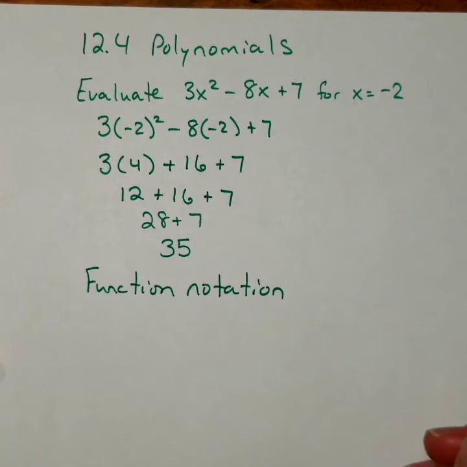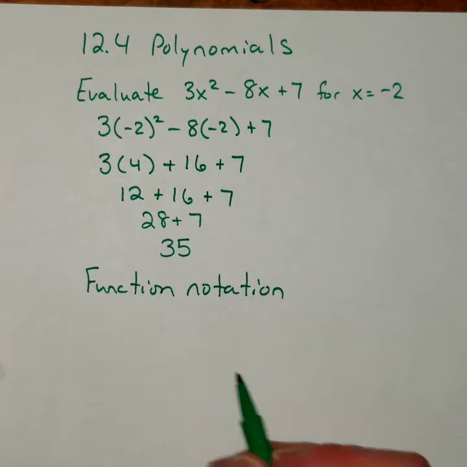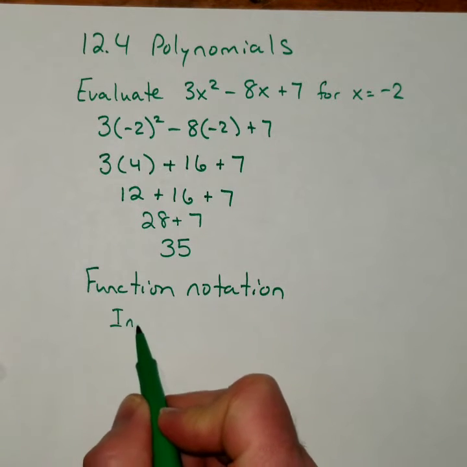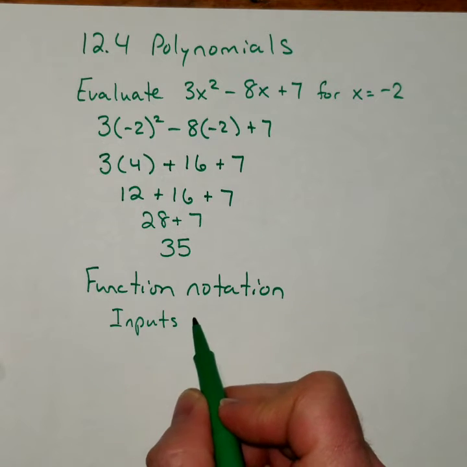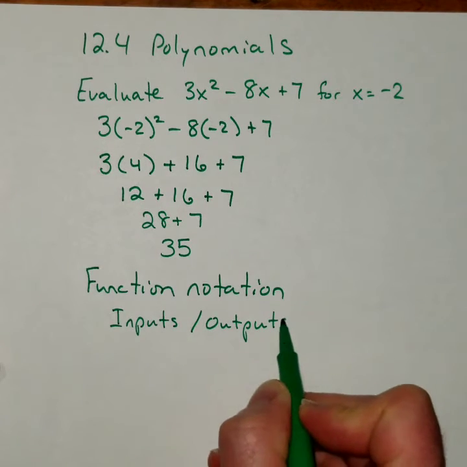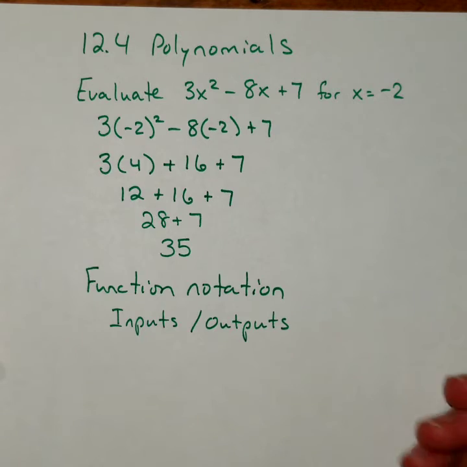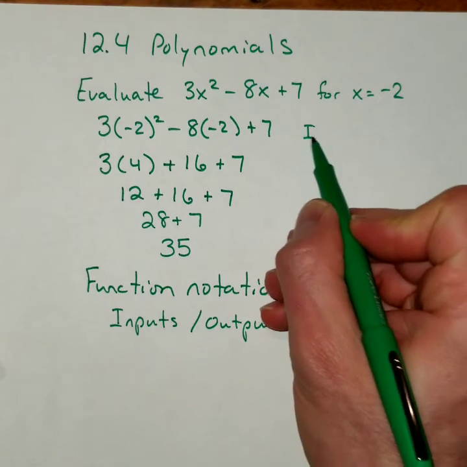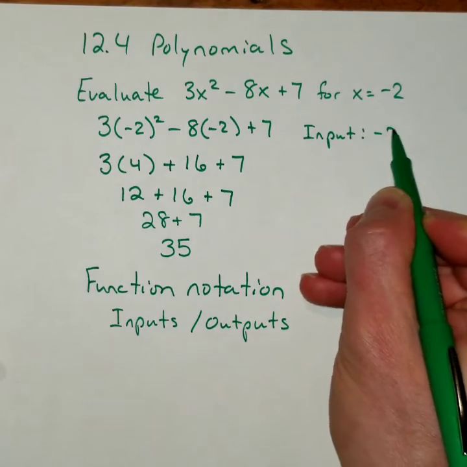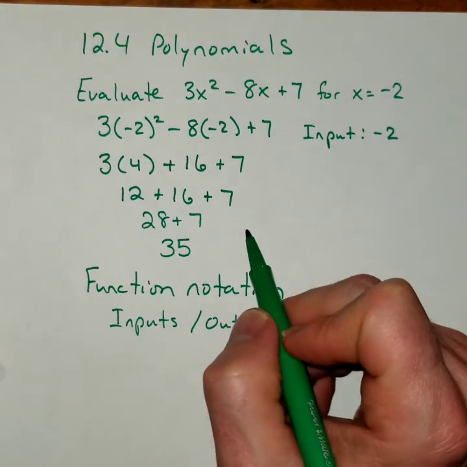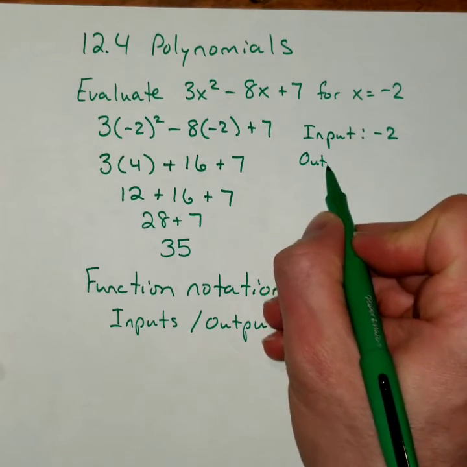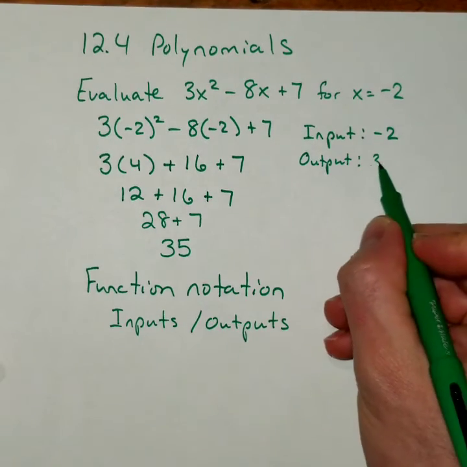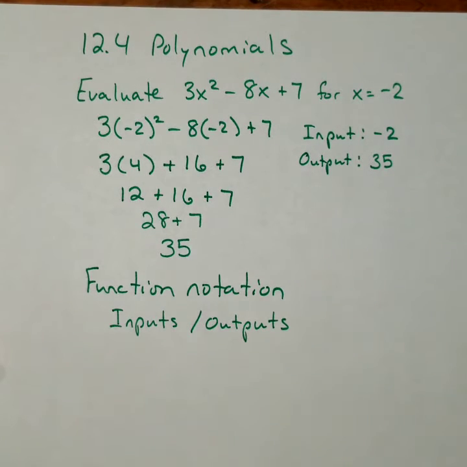We're going to distinguish between two types of numbers here. One are called the inputs, and the other is called the outputs. Okay, inputs and outputs. In this previous example, the input was -2. It's the number you plug in to the polynomial. The output was the number 35. It's the number that came out of the polynomial. The input is what you plug in, the output is what you get out after you've evaluated.